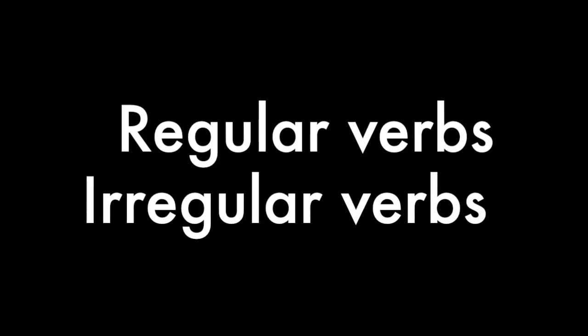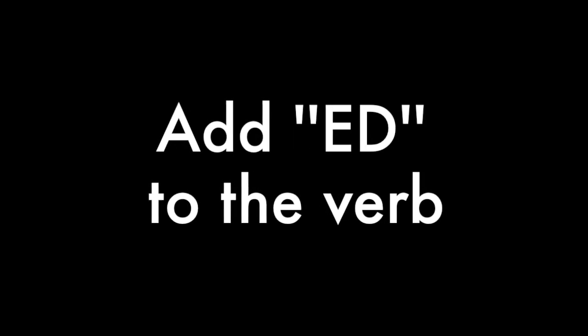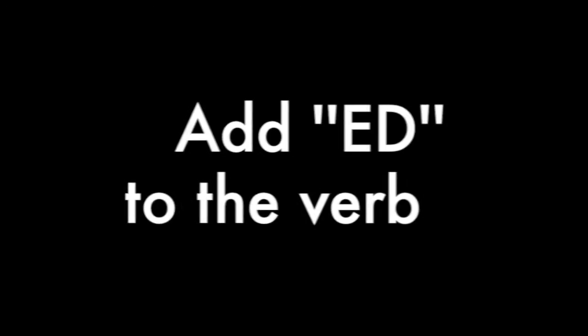The simple past can be conjugated in 2 different ways, either regular verbs or irregular verbs. Let's look at regular verbs first. Rule number 1 is the general rule for the simple past. All you need to do is add ed to the main verb. Let's look at some examples together.